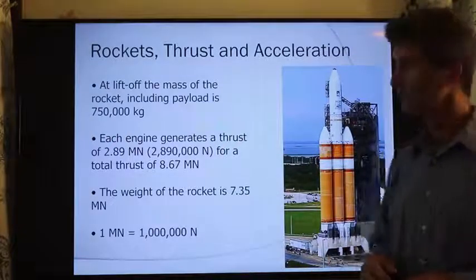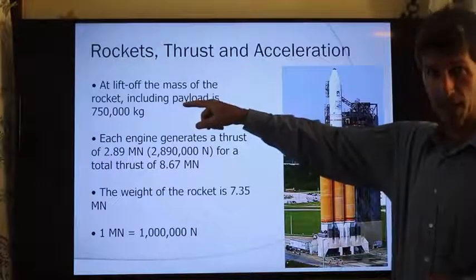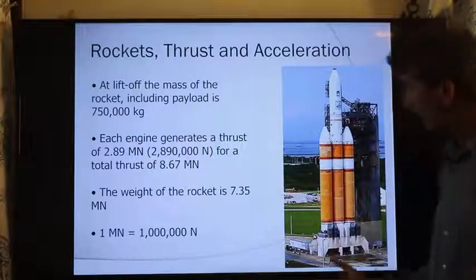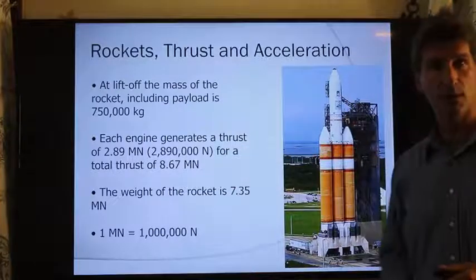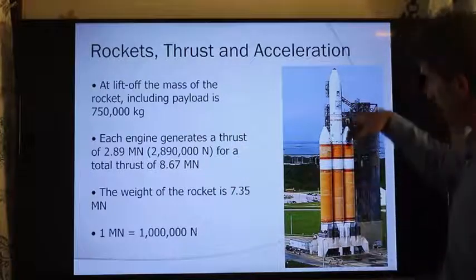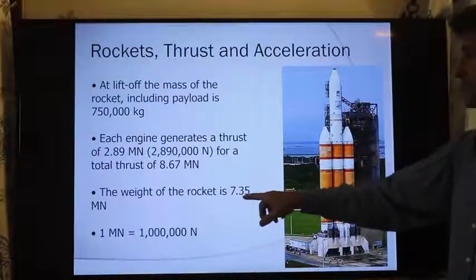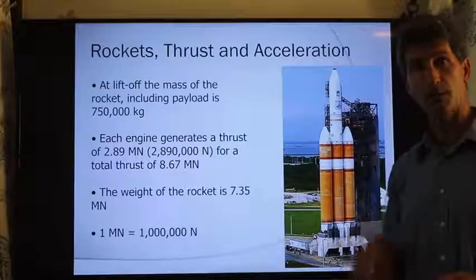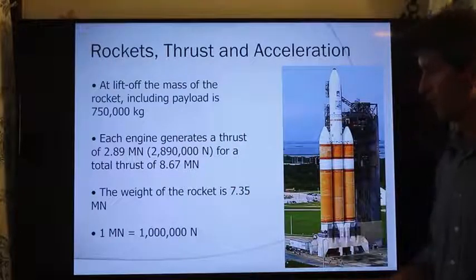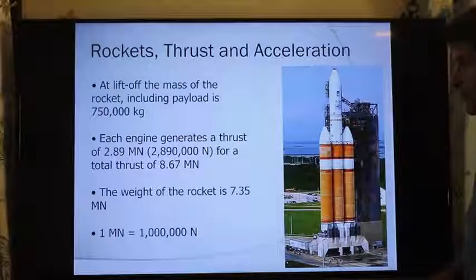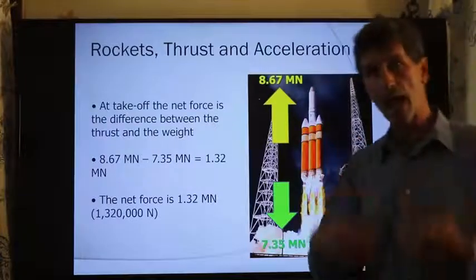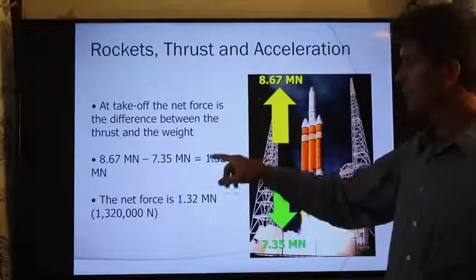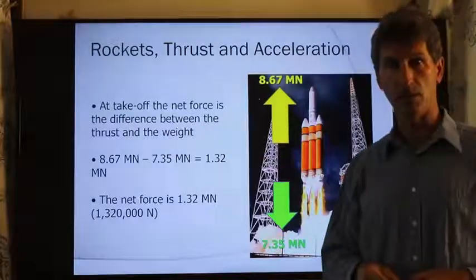You'd be wrong. You have to take into account that this is not weightlessness. You have an upward thrust of 8.67. You have a downward weight of 7.35. If you take this mass and multiply it by 9.8, you get 7.35 million newtons. Okay? So the net force in doing this calculation on liftoff is 1.32 million newtons.